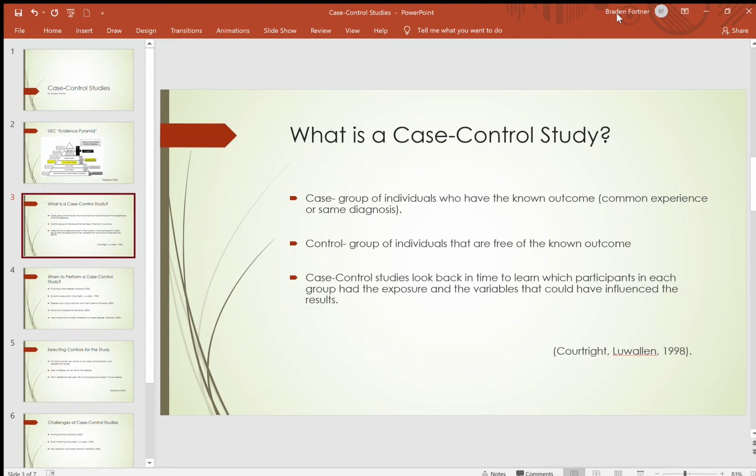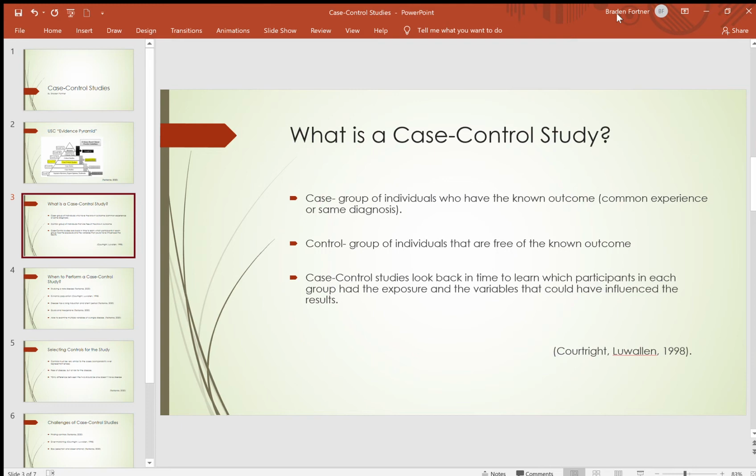So to get started, let's talk about what exactly a case control study is. As the title says, we have two groups that we are studying, really comparing. We have a case group and a control group. A case group is a group of individuals who have some known outcome, such as any common experience, or the same medical diagnosis, just something that each of them in the group has and that relates them to each other. Another way to describe this is people being a part of the same cohort, which, as we know, could be related to age, gender, or even the time of hospitalization after contracting a certain disease. Just something that relates them to each other.